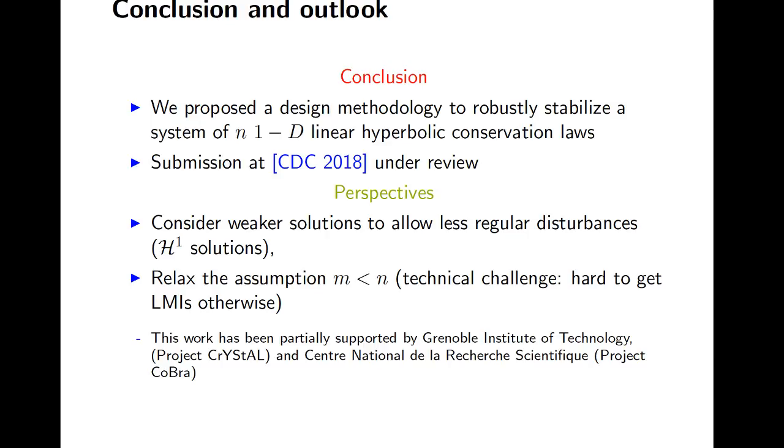The perspectives that I see with Christoph are, the first thing, which connects to what we said today, is to consider less regular solutions. We were thinking about considering solutions in the H1 Sobolev space, which are solutions for which a weak derivative exists. And the other assumption I would like to relax is the assumption that m is less or equal than n, and we don't want to have m equal to n with B non-singular. This is an assumption we want to relax. Then again, the approach works. That's why the assumption is put at the end, because all the methodology proposed works for any value of m. The problem is that we don't get LMI conditions, okay?